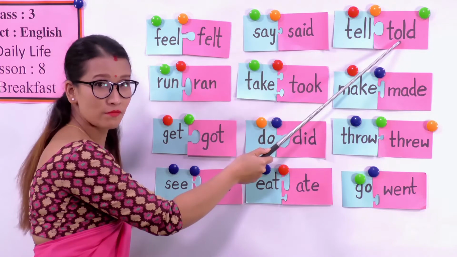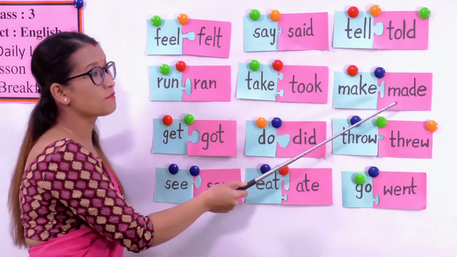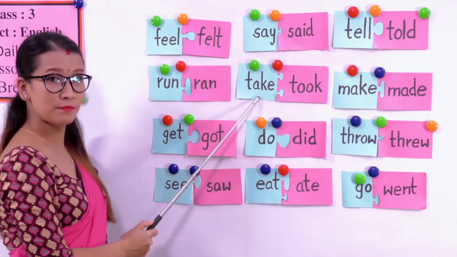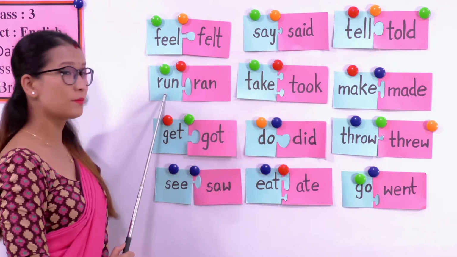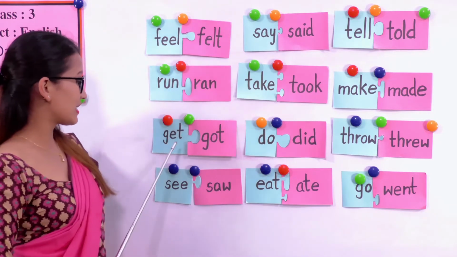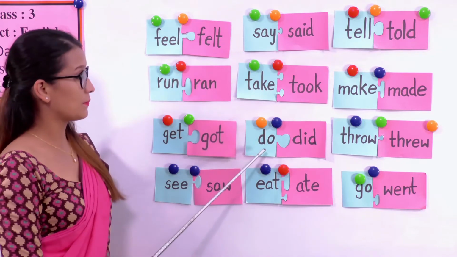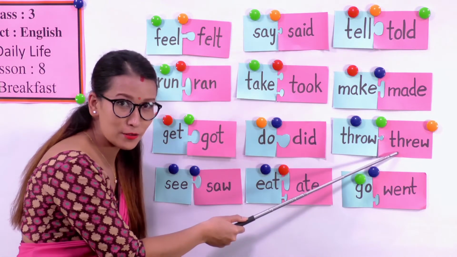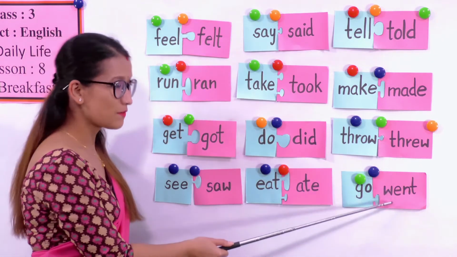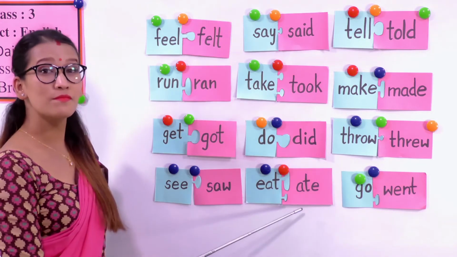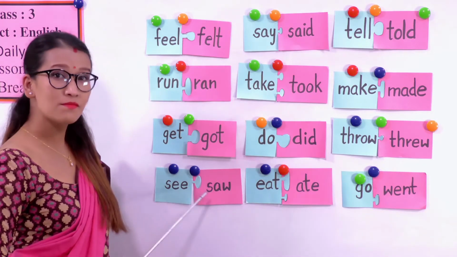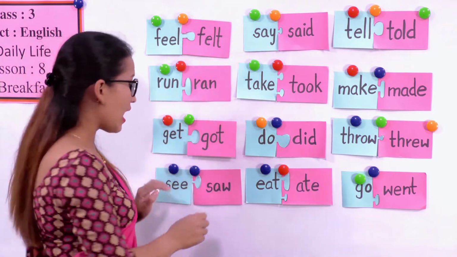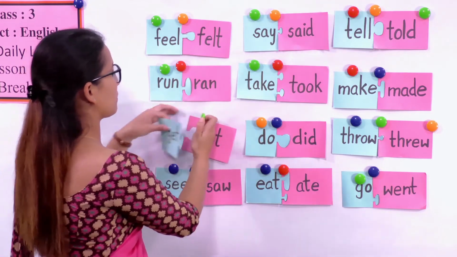Good. Excellent. Good job. Good. Excellent. Good. Did. I throw wastes. I threw wastes. Good. Good. Excellent. Wow. Great job, children. Now, let me just take out these words, okay?